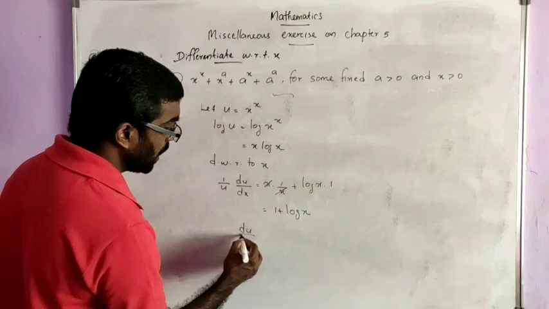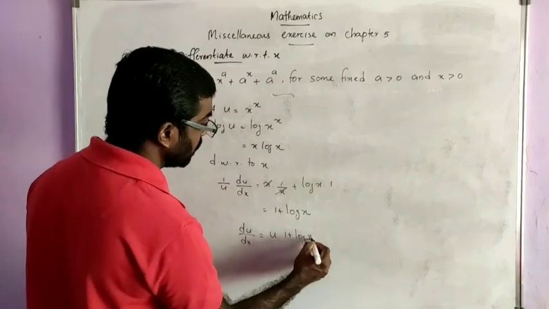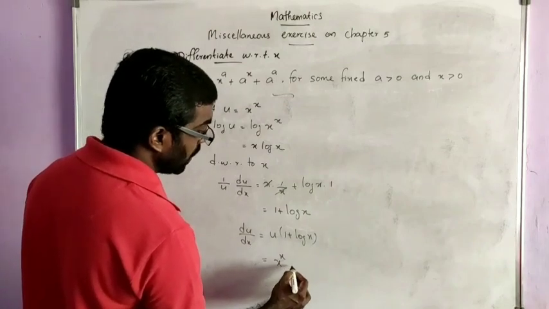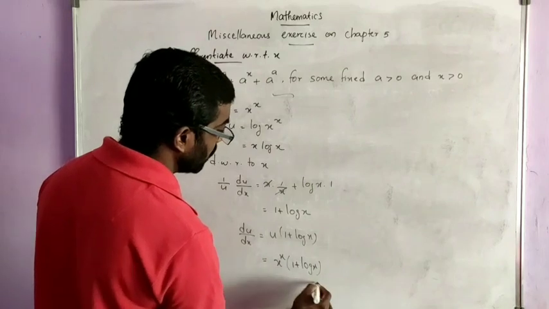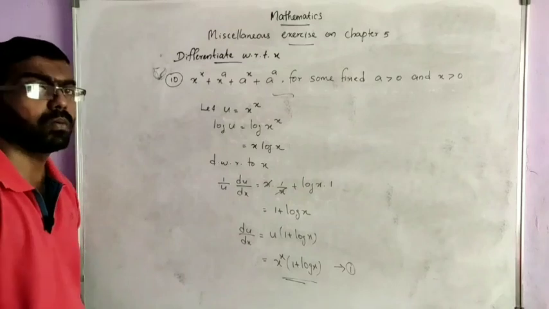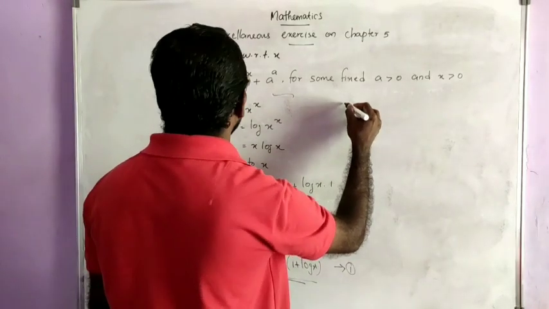That is, du by dx is equal to what? u into 1 plus log x. u value is x raised to x, that is x raised to x into 1 plus log x. Okay, that can be taken as equation number 1. Clear? Now we can take the question completely.